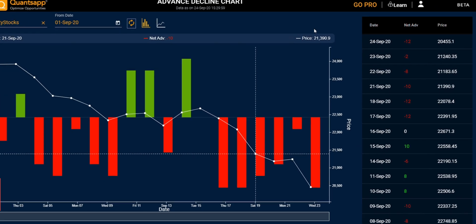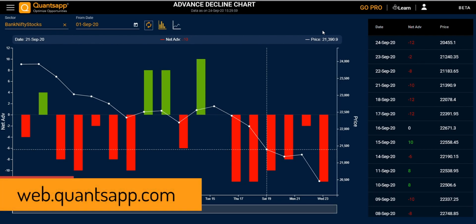Lastly, in the same way, you can select your desired sector, date, from when you want to see the data.